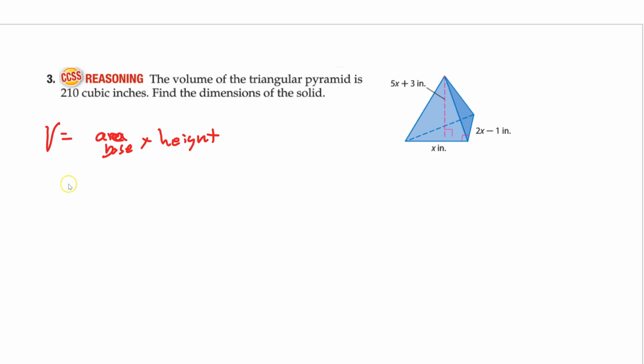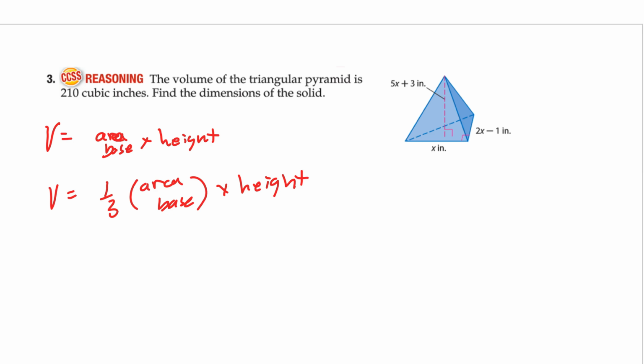Except if it's pointy, like pyramids and cones, then it's 1/3 area of the base times height. So that's the formula we're going to use here. 1/3 area of the base times the height.